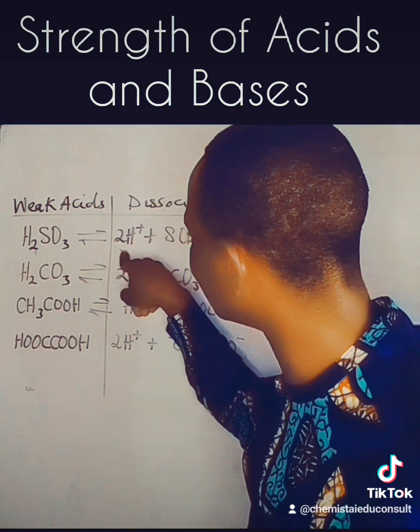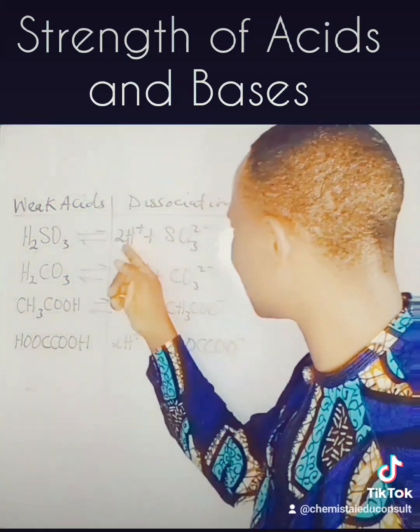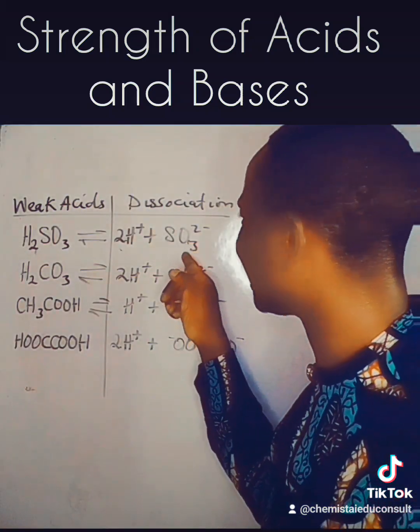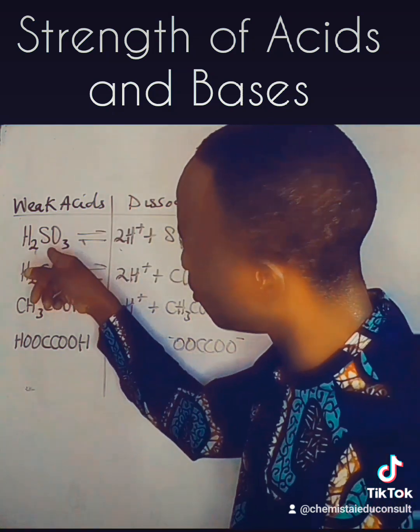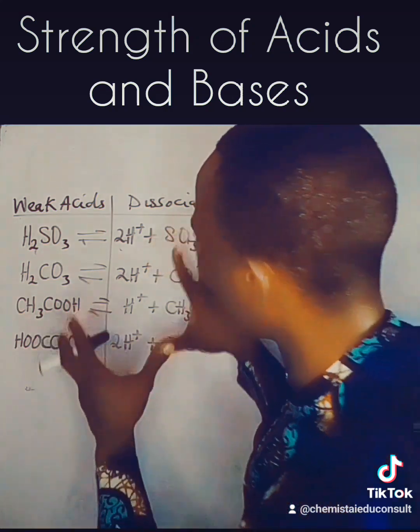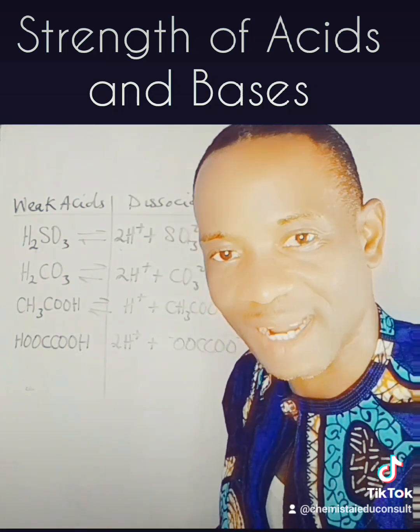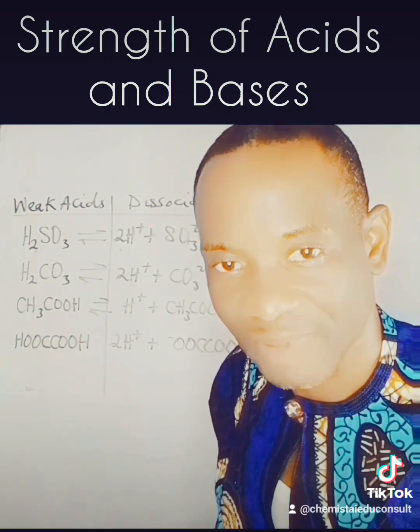As these two hydrogen ions are produced per molecule, it has a greater tendency to recombine with this sulfite ion to form sulfurous acid back. The same with others. That is why these are called weak acids. Now let us look at strong and weak bases.